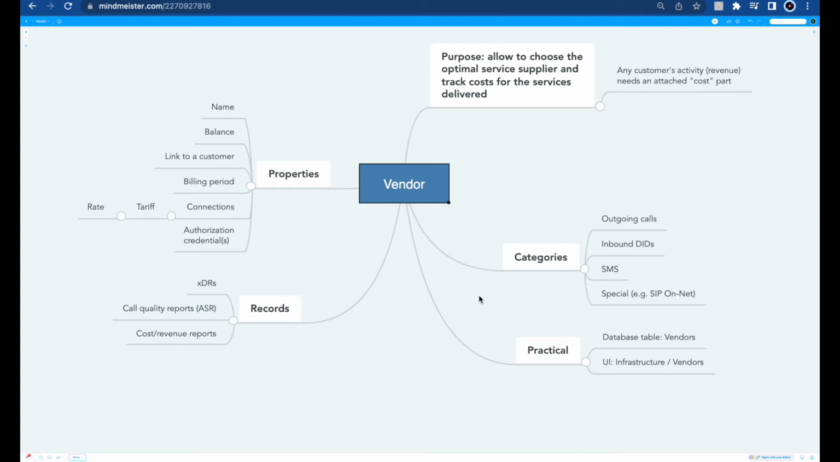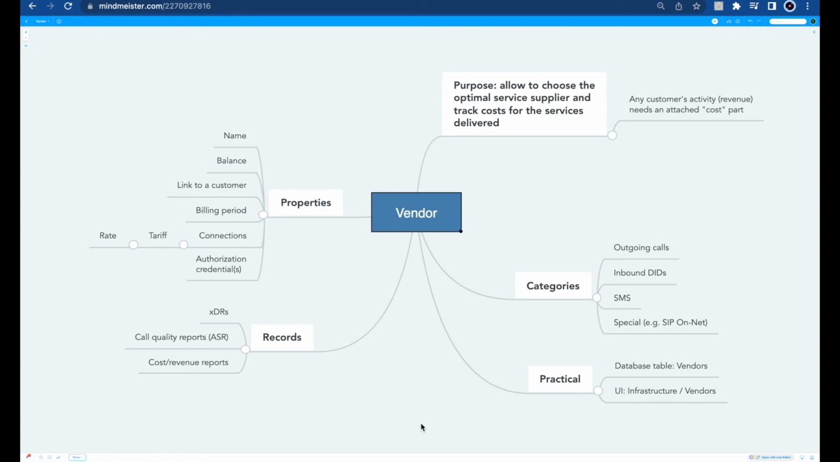For each vendor, we keep the following records. As I have already mentioned, we keep the list of all xDRs. We also keep quality reports or the average vendor success rate. It is very important whether a vendor provides good quality to our customers or not. For example, if we send 1 million calls to our vendor A, but only 10,000 calls are successfully terminated, it means that this vendor is not a reliable one, and we should not keep them on as a partner. Average success rate for such vendor would be really low.